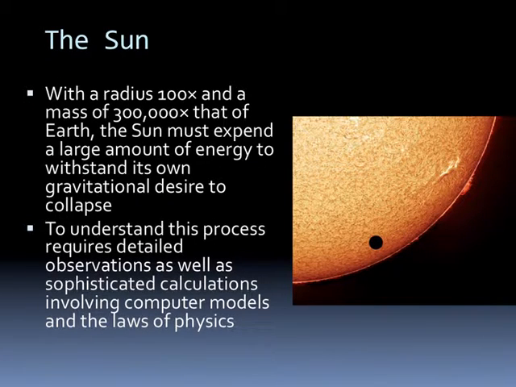So with a radius of 100 times and a mass of 300,000 times of the Earth, the Sun has to expend a large amount of energy to withstand its own gravitational desire to collapse. To understand this process requires detailed observations as well as sophisticated calculations involving computer models of the laws of physics.